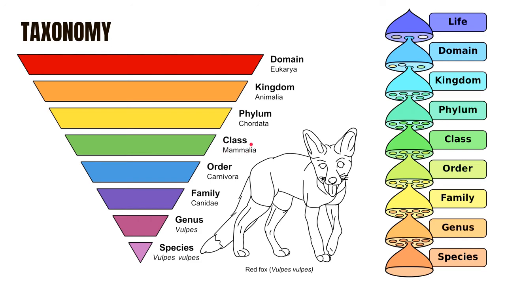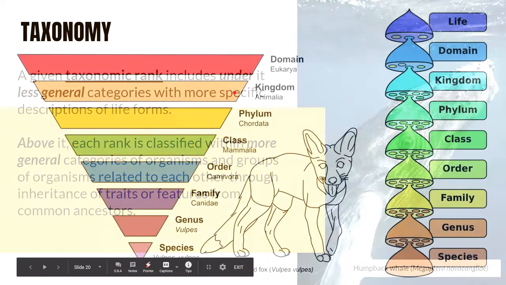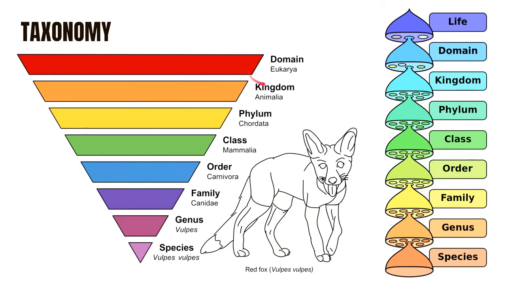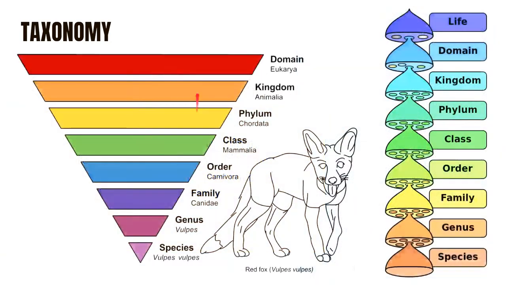and with fur and mammary glands, and those who feed specifically on meat, those that belong to the wolves and their family, okay? And among those group of foxes, and specifically among those foxes, this species, Vulpes vulpes, the red fox. So this is what it means, no? So for taxonomic rank, those below it are more specific. Those that are above it, okay, are more general in their description.